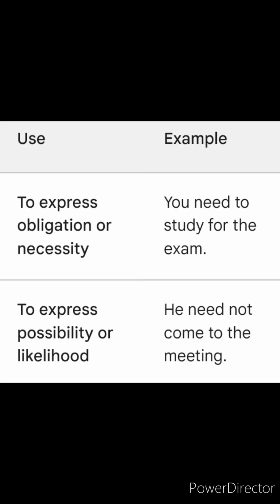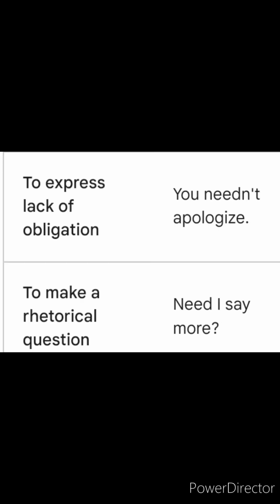Need and used to. Now let us do these modal auxiliaries. Need as a modal auxiliary means be obliged or be necessary. The use and examples are here. To express obligation or necessity: You need to study for the exam. To express possibility or likelihood: He need not come to the meeting. To express lack of obligation: You needn't apologize. To make a rhetorical question: Need I say more? Now, what is a rhetorical question? A rhetorical question is a question asked for effect rather than to get an answer.